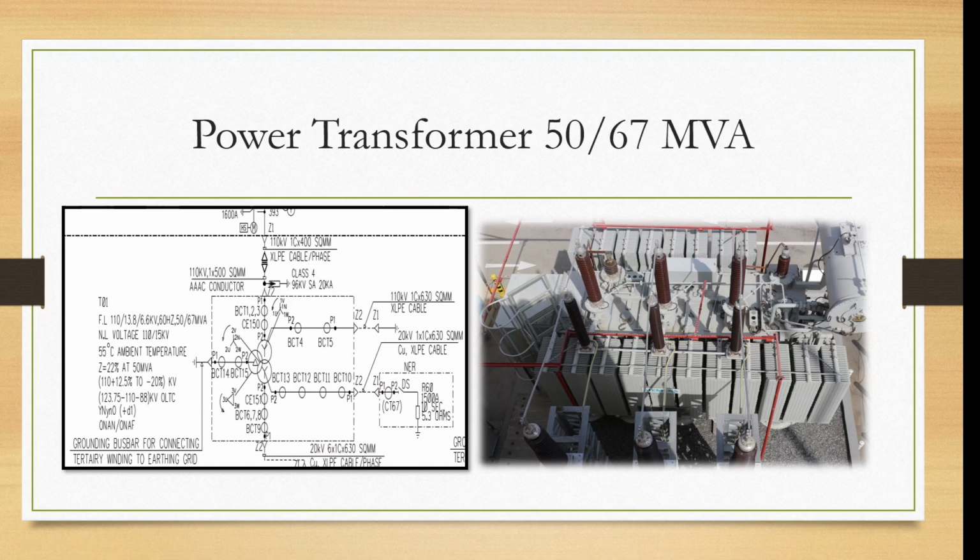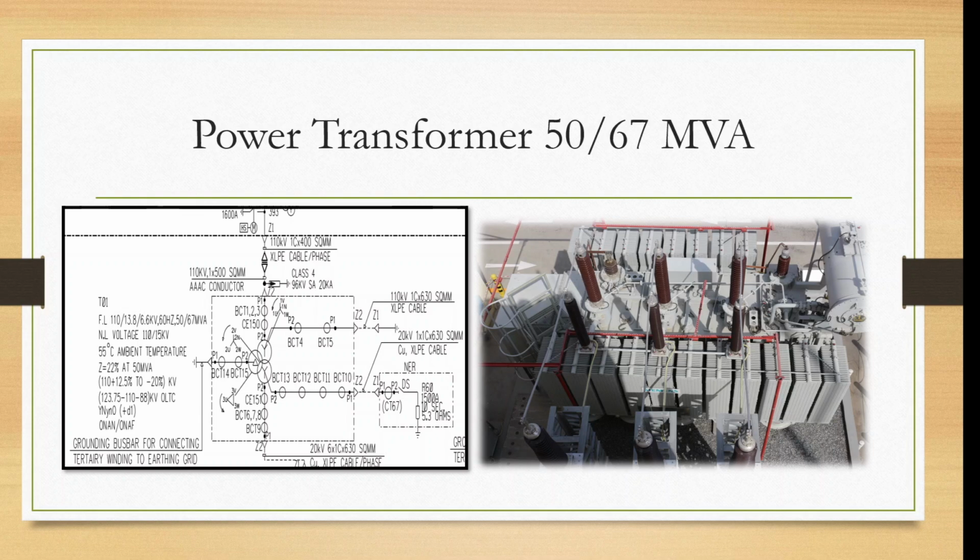Let us see. The first line is showing 110 by 13.8 by 6.6 kV. This denotes first the primary 110, secondary 13.8 kV, and tertiary 6.6 kV. The tertiary winding is to provide improved system stability, load management, and harmonic handling. Sometimes we also use the tertiary winding to feed smaller loads, but this is very small compared to the primary and the secondary of the winding.